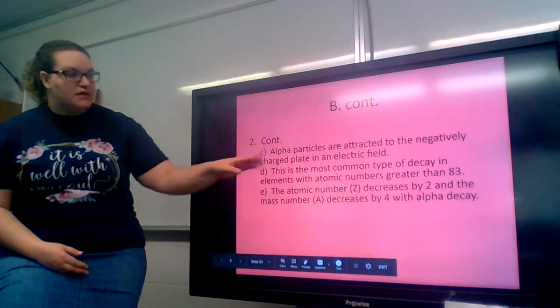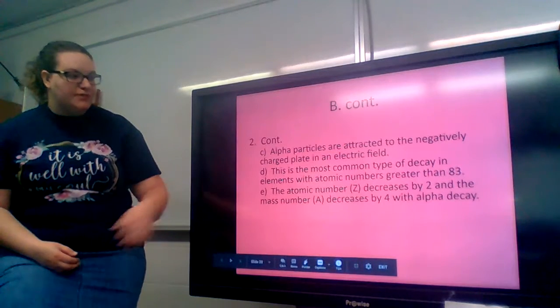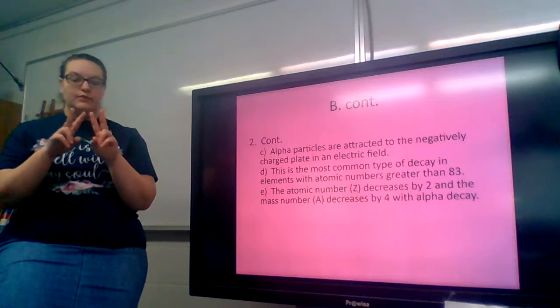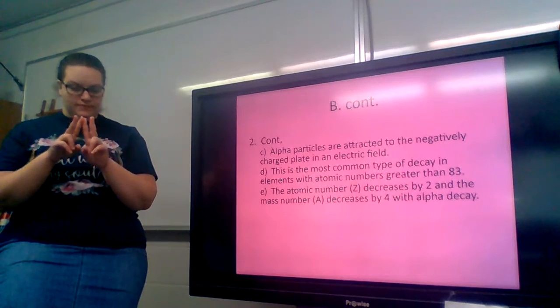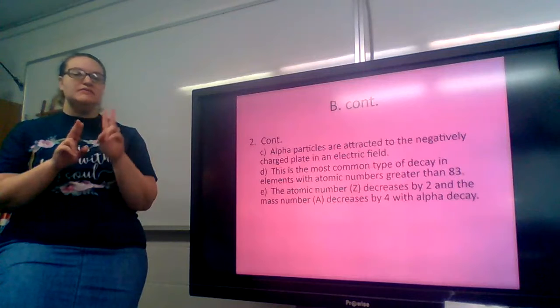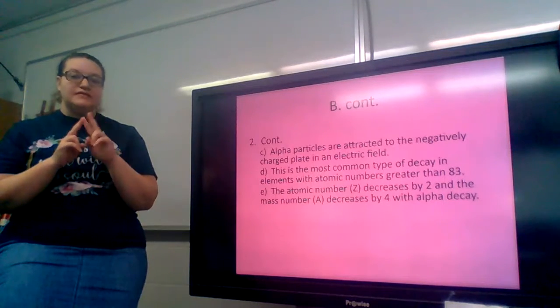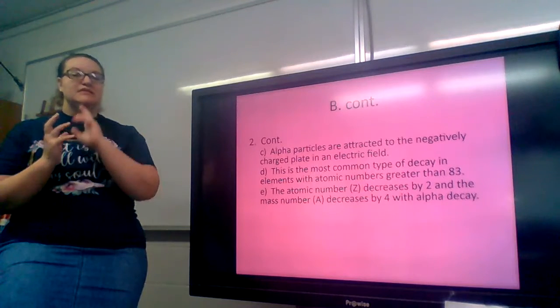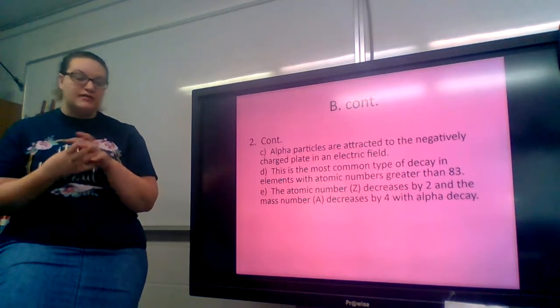Alpha particles are attracted to the negatively charged plate in an electric field. Because it's 2 protons and 2 neutrons, it is positively charged, and there's no negative in a proton and neutron combo. So it's going to seek that negative plate, because opposites attract.